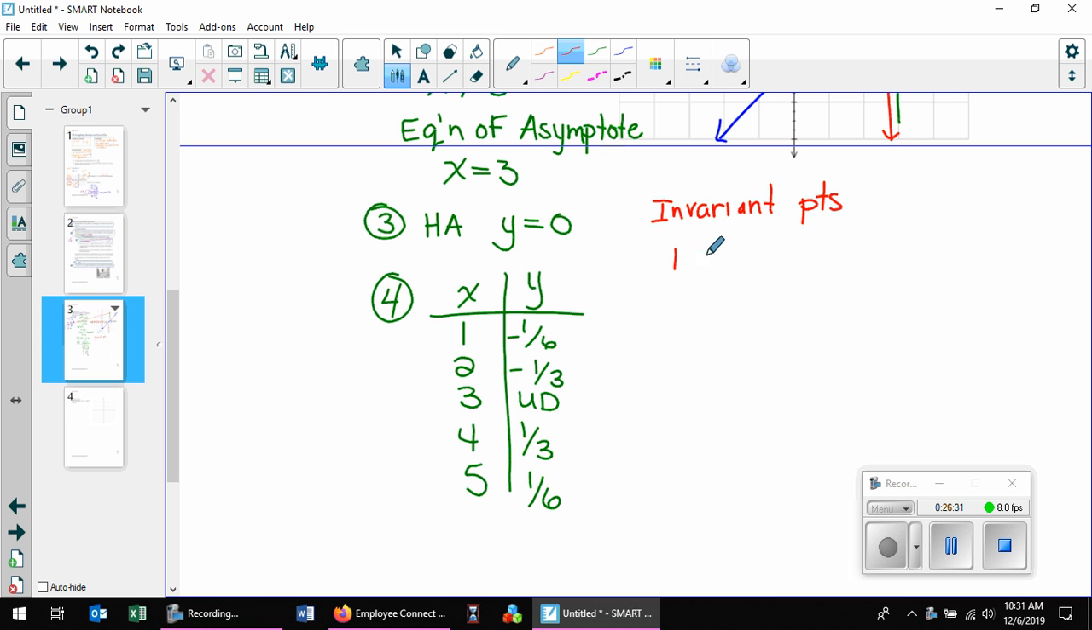So if I say Y is 1, this is not a nice one. That would be my first invariant point, so it would be 3 1/3 and positive 1. And then I do it again.